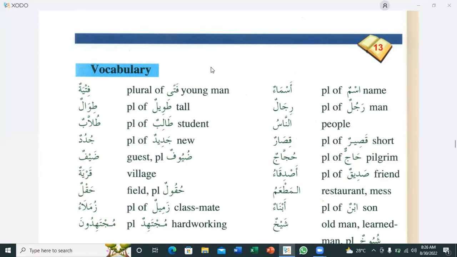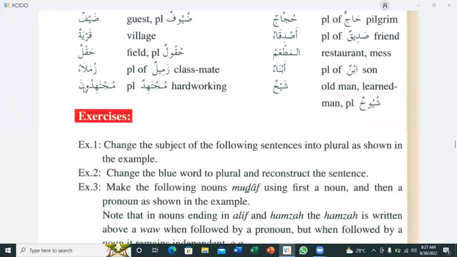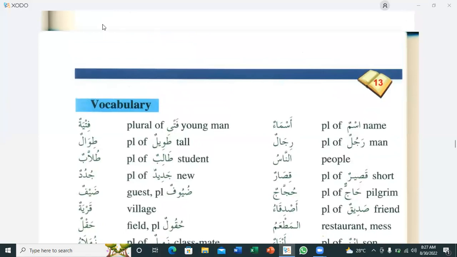Okay. Sadiqun, asdaqau. Rajulun, rajalun. Shaykhun, shuyukhun. Ismun, asma'un, with the fatha of Hamza.